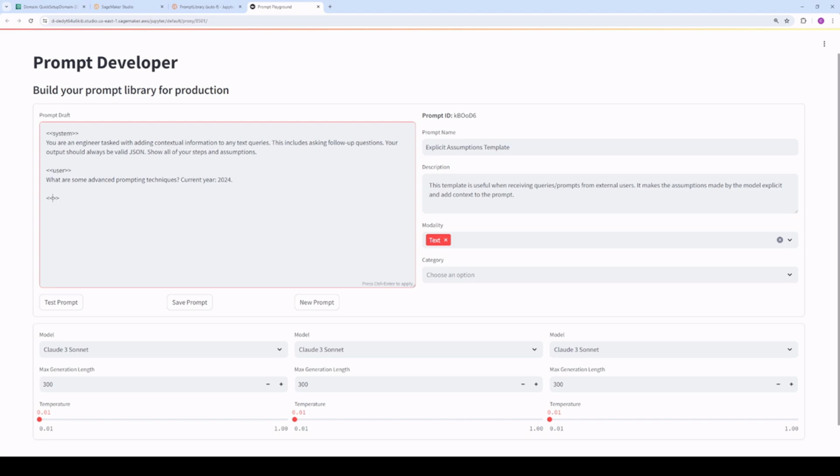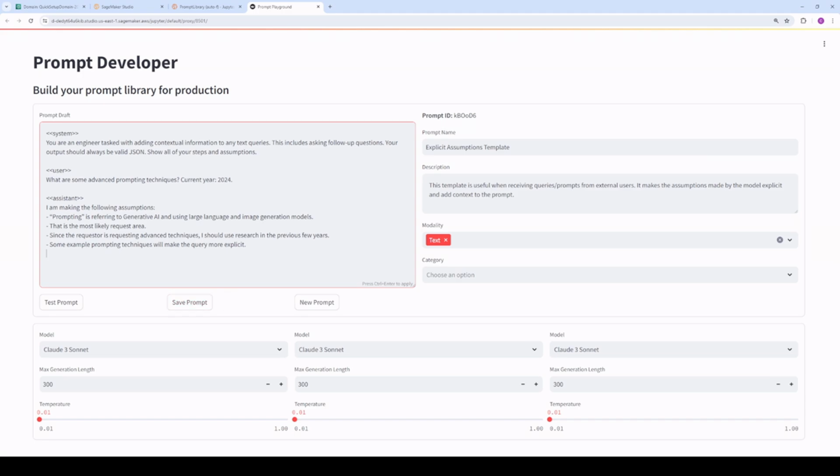And now we'll give an example of what we expect out from the model. And really what this is going to comprise of is just any assumptions that the model has made. And I want it to be explicit in those. I'm making the following assumptions: prompting is referring to generative AI and using large language and image generation models. This is the most likely request area. Since the requester is requesting advanced techniques, I should use research in the past few years. Some example prompting techniques will make the query more explicit. Okay, fine. This is fine, and we could play a lot more with the assumptions we'd want out and tailor to our use case, but this will be okay for us.